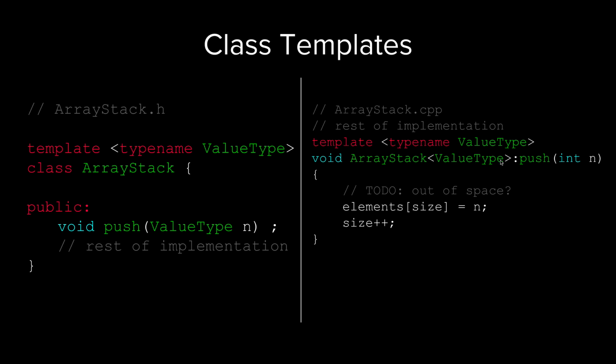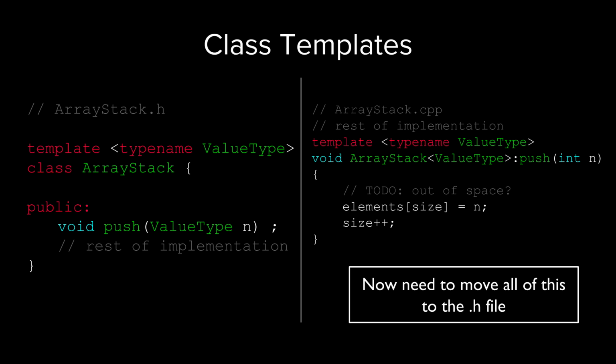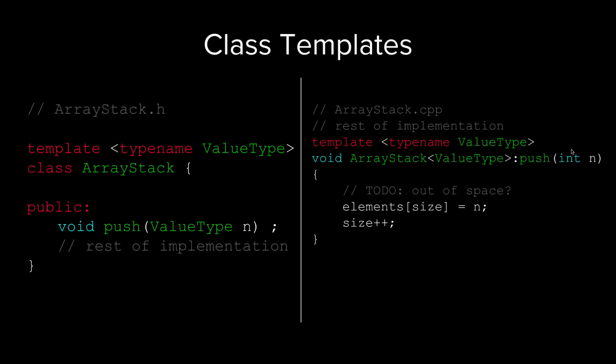So it's kind of annoying where for each function, you have to prefix it with template typename value type, and then change array stack to array stack value type. Okay, so I guess there's a typo because this should also be value type, but ignore that.